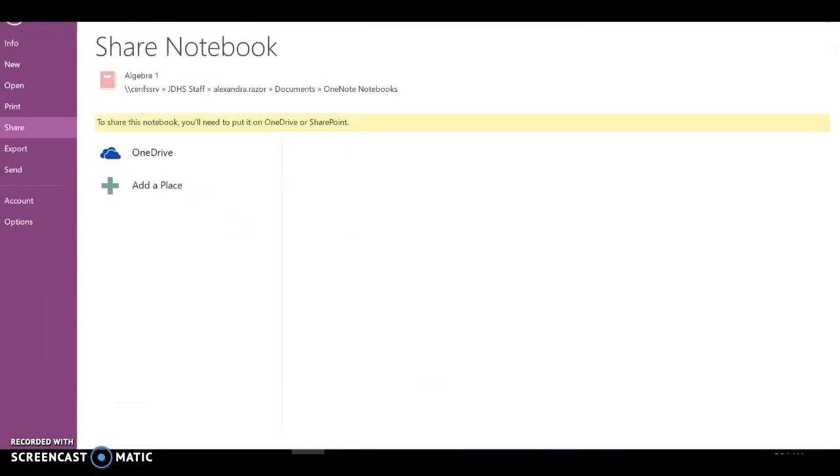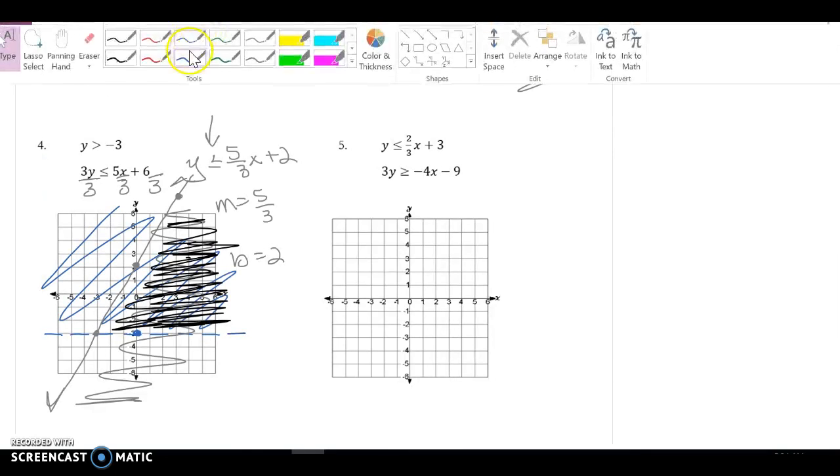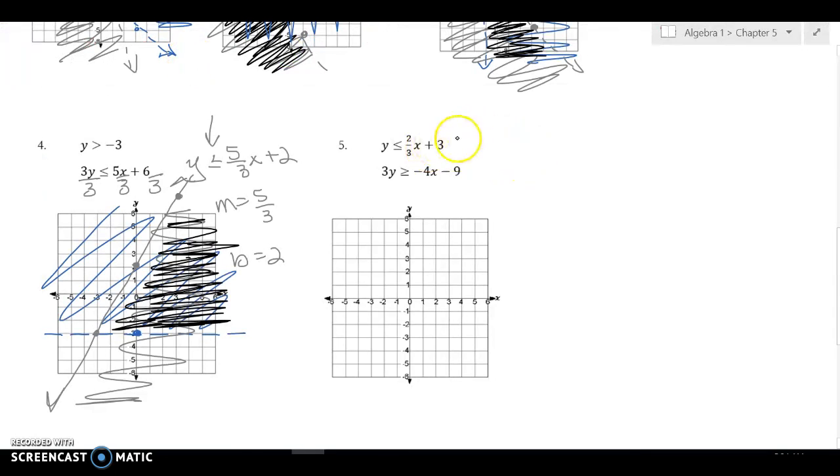Okay, so for number 5, the first equation, your slope was 2 over 3, and your y-intercept was 3. So I go up to 3, and then up 2 over 3. I'm going to go down the other way. It's a solid line, and it says less than, so less than is below.